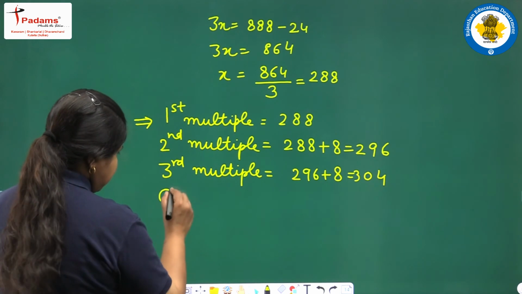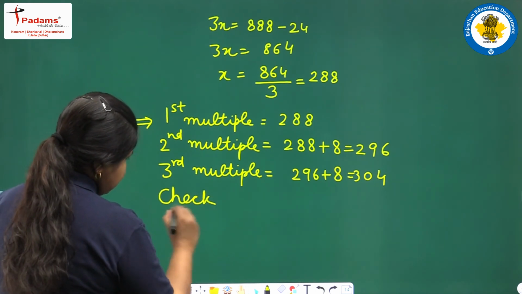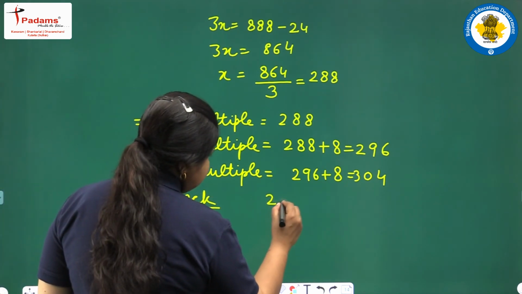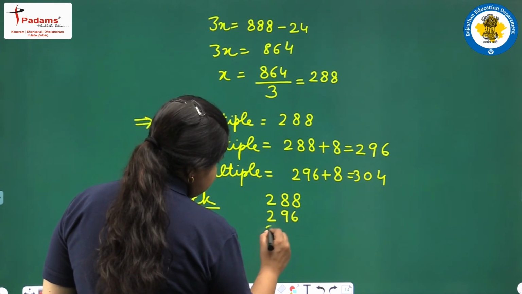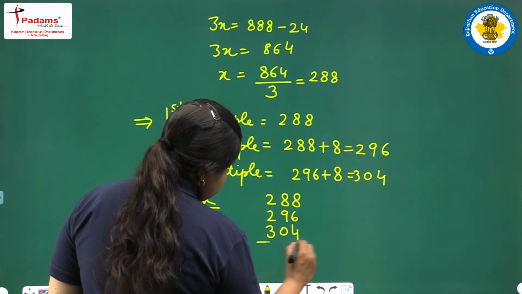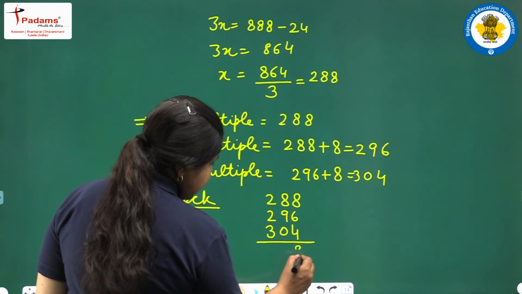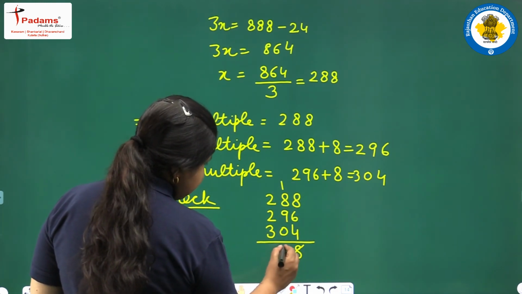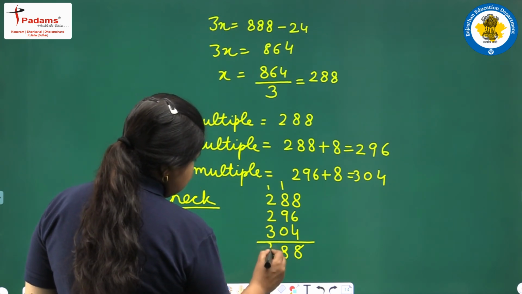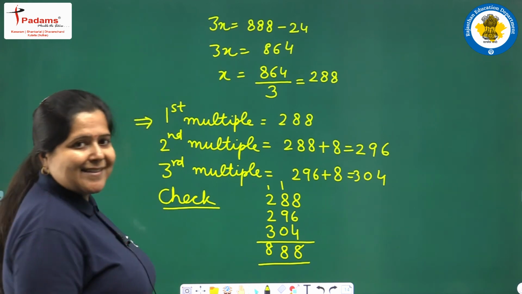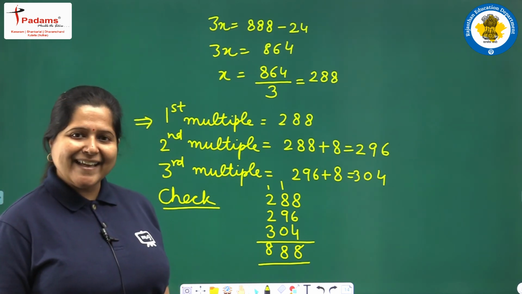Let us check. 288, then 296 and 304. 6 and 4, 10 and 8, 18, 1 carry, 18, 1 carry, 3, 4, 5, 6, 7, 8. Yes, the answer is correct again.